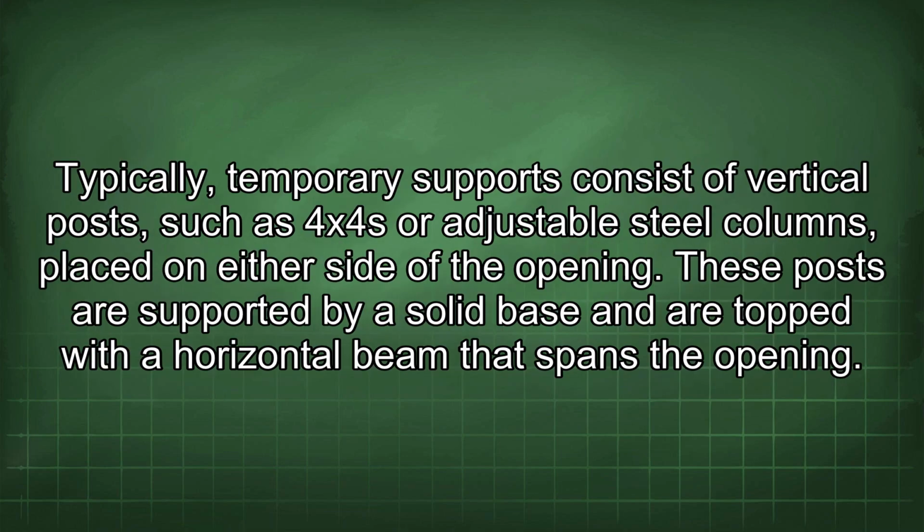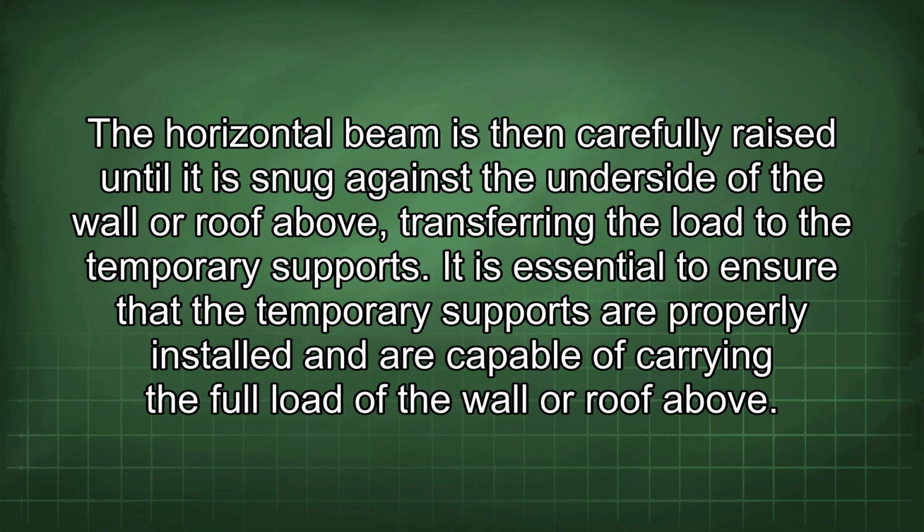Typically, temporary supports consist of vertical posts such as forks or adjustable steel columns placed on either side of the opening. These posts are supported by a solid base and are topped with a horizontal beam that spans the opening. The horizontal beam is then carefully raised until it is snug against the underside of the wall or roof above, transferring the load to the temporary supports.